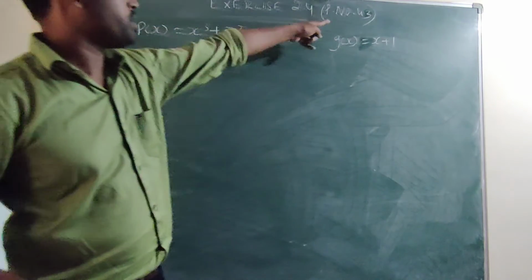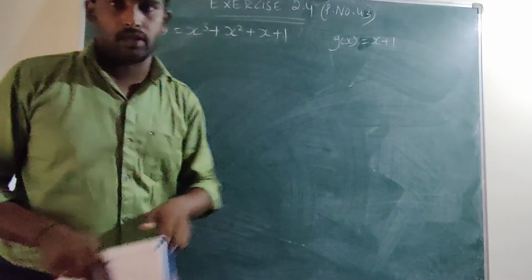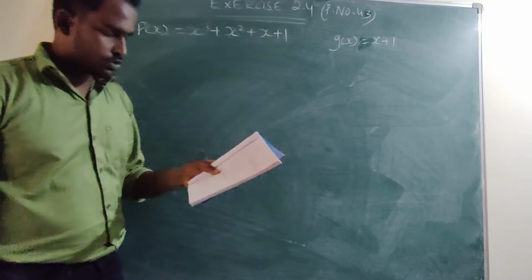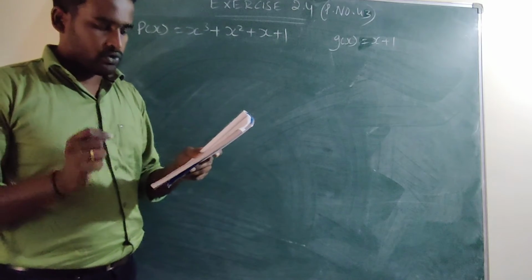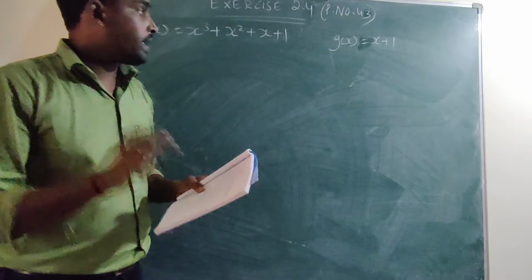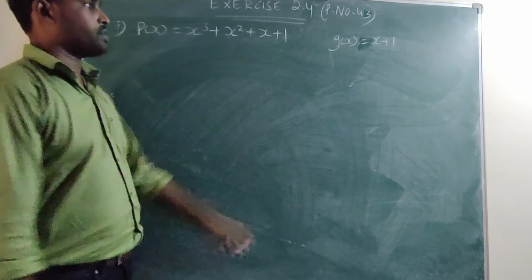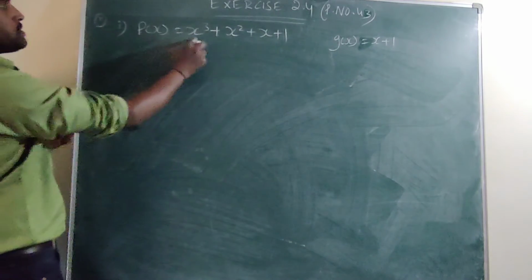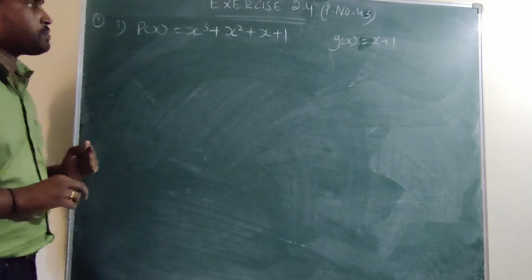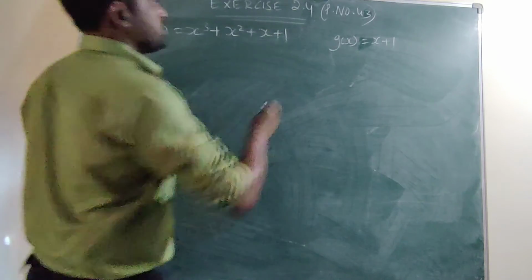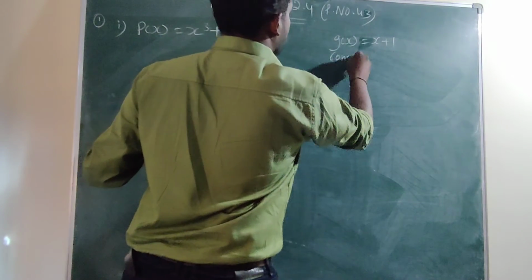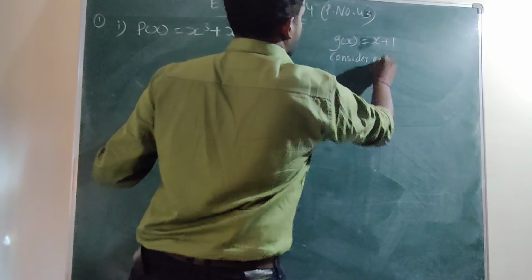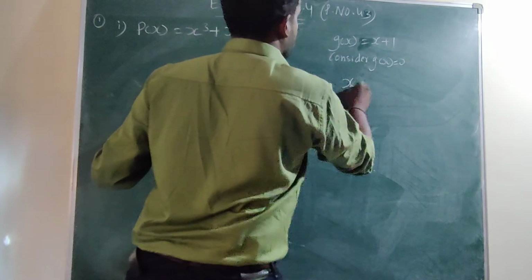Exercise number 2.4, page number 43. Okay, look at your textbook. Determine which of the following polynomials has x plus 1 as a factor. Therefore, this is nothing but the divisor. First polynomial, p of x is equal to x cube plus x square plus x plus 1. First step, as usual, consider g of x is equal to 0.